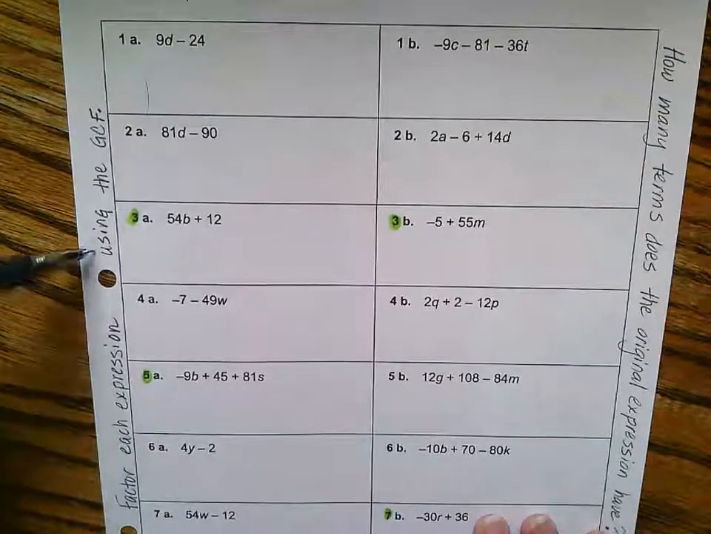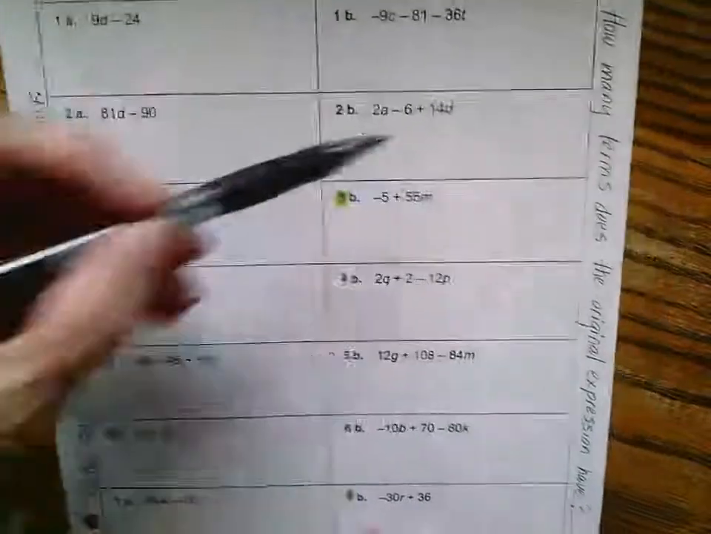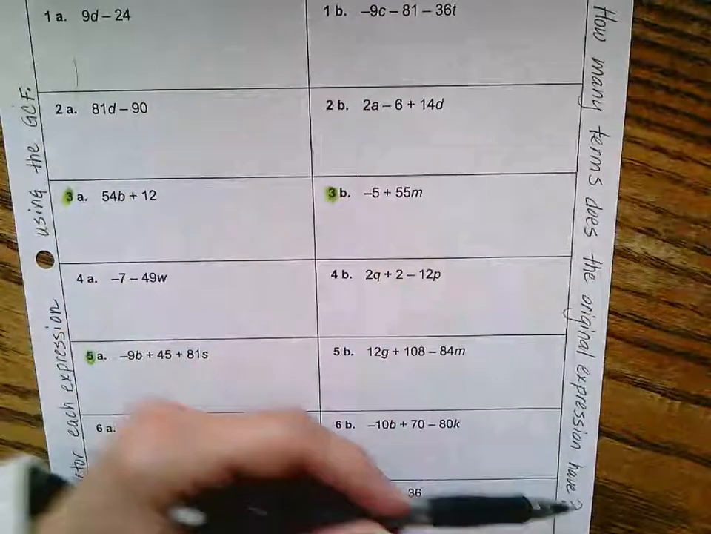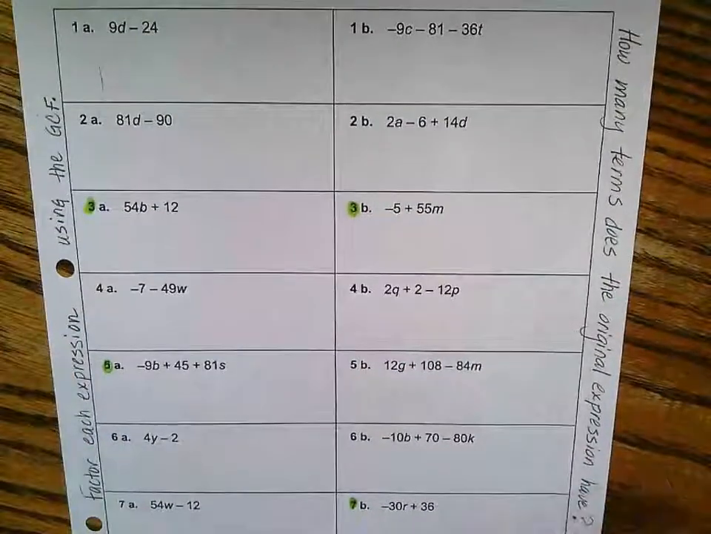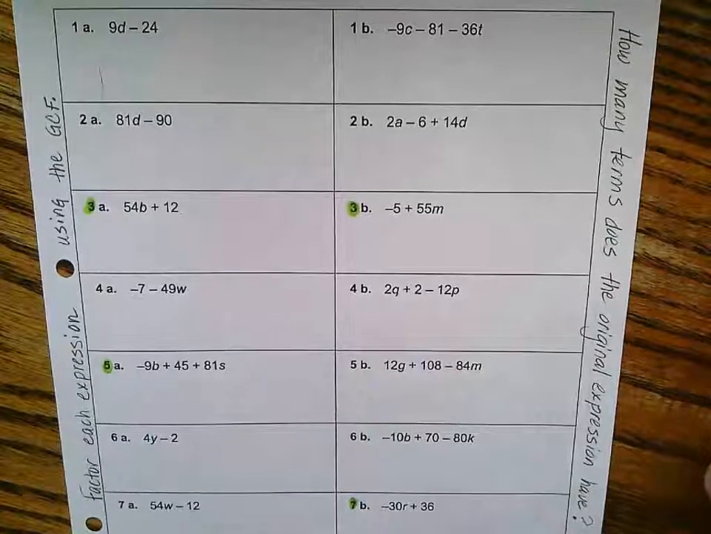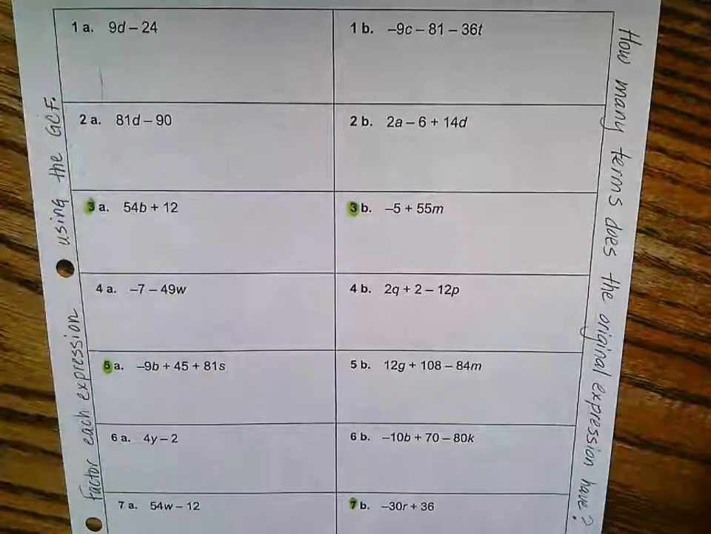Factor each expression using the greatest common factor, and how many terms does the original expression have? Before I start any of my work, I'm going to go through and change all of the subtraction signs to addition and change the number that follows it to its opposite sign.